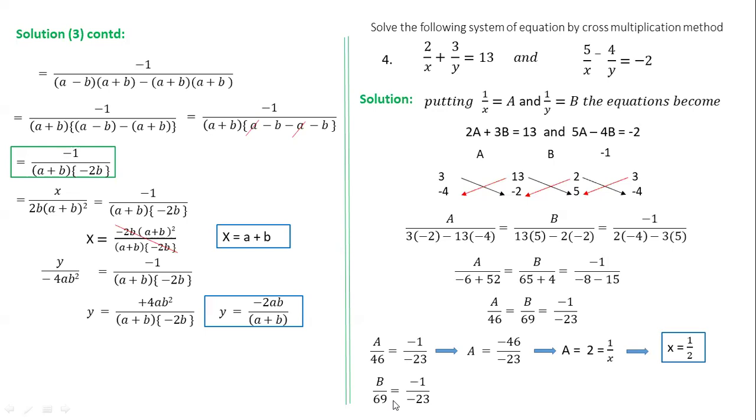b upon 69 is equal to minus 1 upon 23. This will become b is equal to minus 69 upon minus 23. So this will give you b is equal to 3. But what is b? b is 1 by y. So it becomes y will be 1 by 3. Clear? x is equal to 1 by 2 and y is equal to 1 by 3.